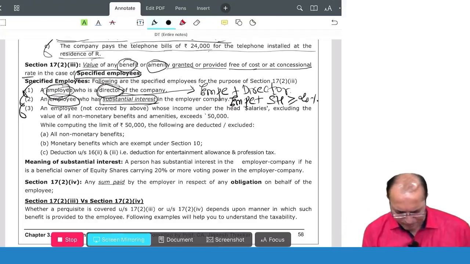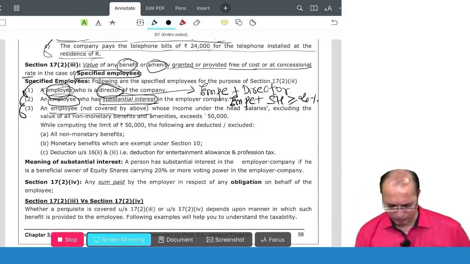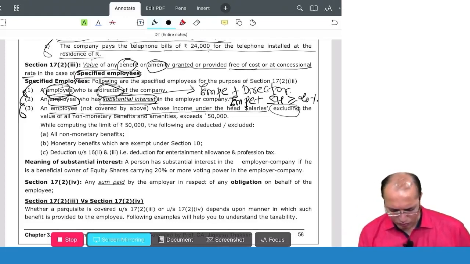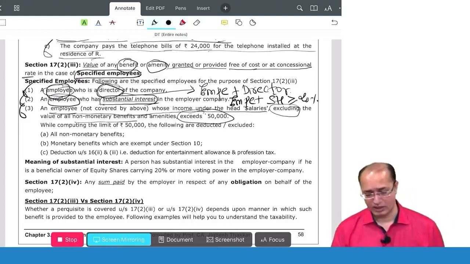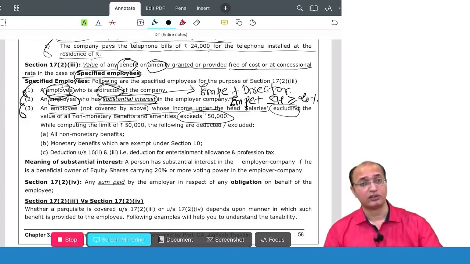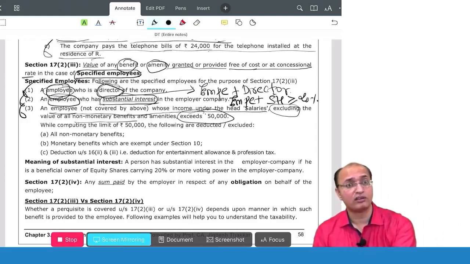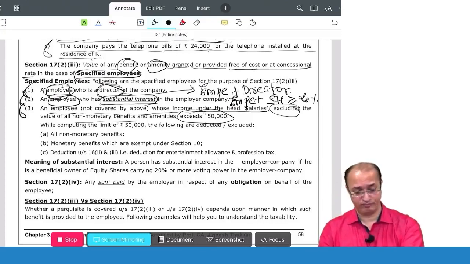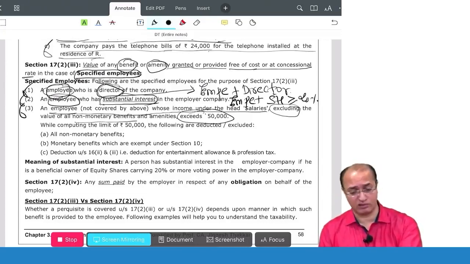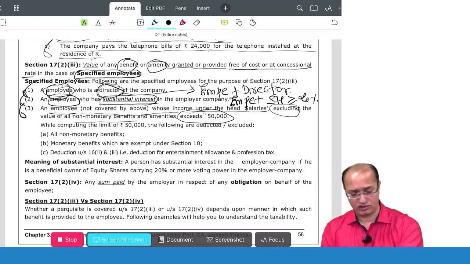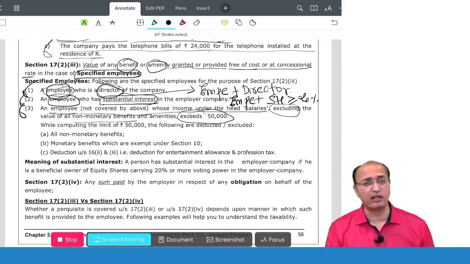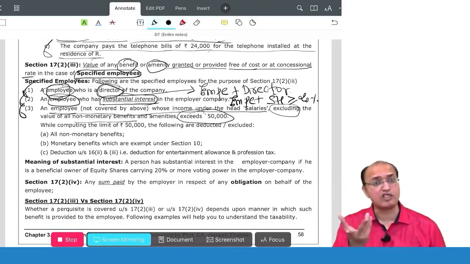Point 3 says, an employee not covered by point 1 and 2, whose income under the head salary, excluding non-monetary benefits, exceeds 50,000 rupees. Exceeds how much? 50,000 rupees. That too, not per month. They are talking about a per annum amount. If your salary excluding non-monetary benefits exceeds 50,000 rupees, now you are a specified employee.